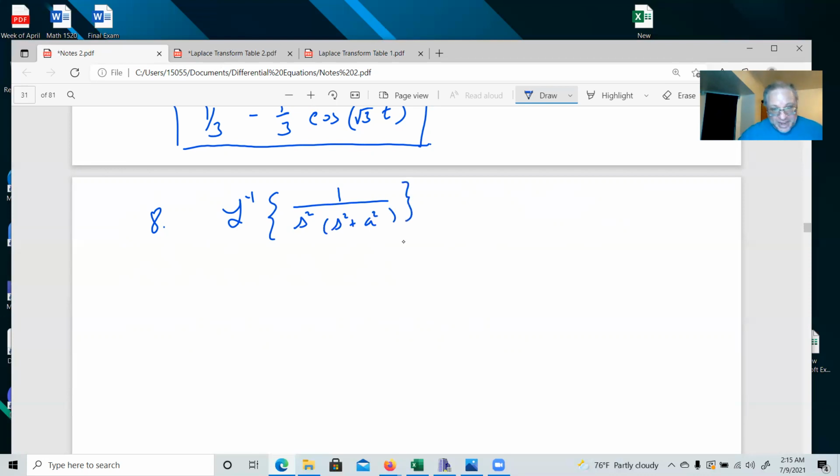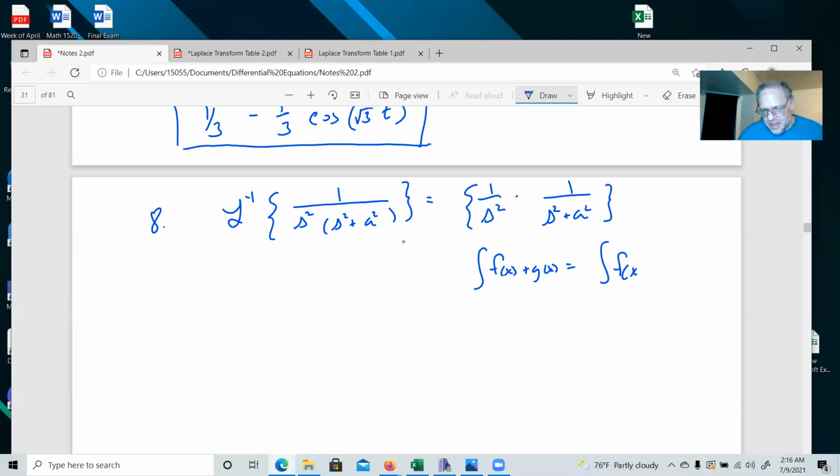Okay, now at this point, I know the temptation of looking at this, like, can I just do this and then this? No. Remember, Laplace transforms come from an integral. Inverse Laplace transform also comes from some sort of an integral. So when you had integration of f of x plus g of x, you absolutely broke these apart as such, right? And this was good. This was excellent. Well done.